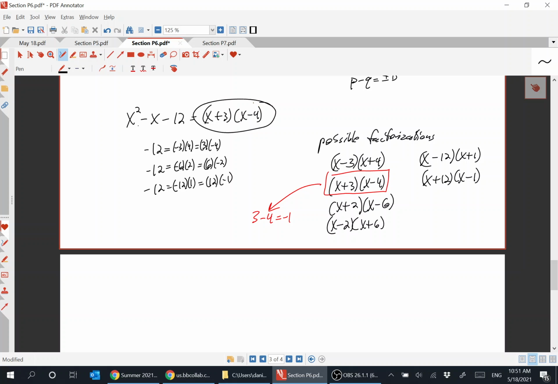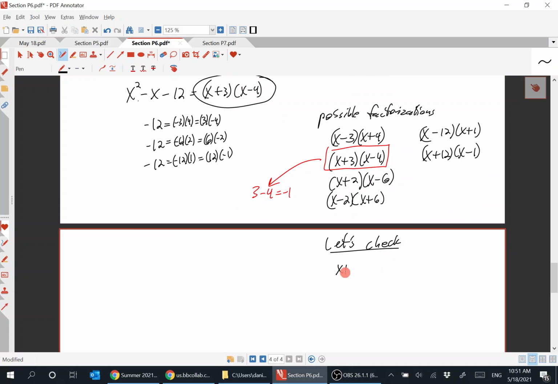X plus 3, x minus 4. Let's check it out. Let's check. X plus 3 times x minus 4. Well, x times x first is x squared. 3 times x, minus 4 times x. And then plus 3 times minus 4 is minus 12. So I have x squared plus 3x minus 4x. Right, that's minus x minus 12. And that's what we're looking for.